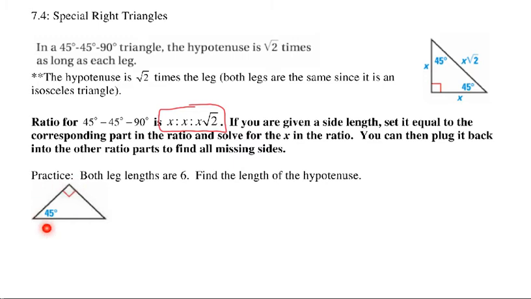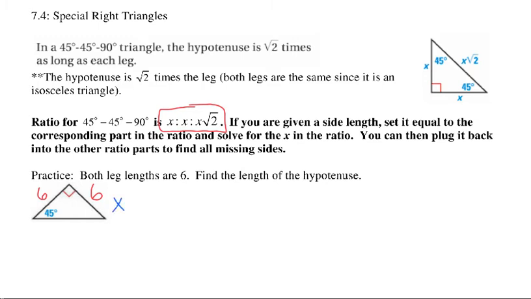So in this first question, both of our leg lengths are 6, and we want to find the length of the hypotenuse. Some of you might be thinking, couldn't you just do the Pythagorean theorem? And yes, you could for a 45-45-90 triangle because we know that the two legs are the same. But this is going to help us for the 30-60-90 triangle, and this is actually a little bit faster to find it.